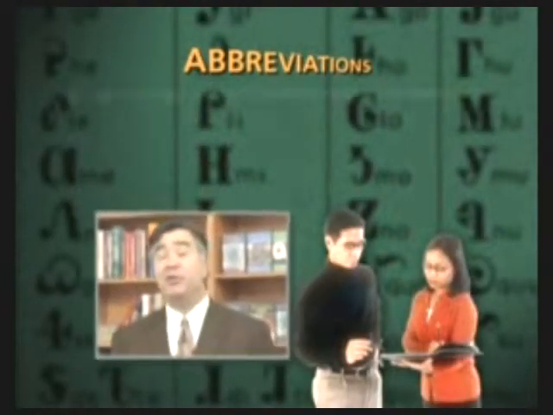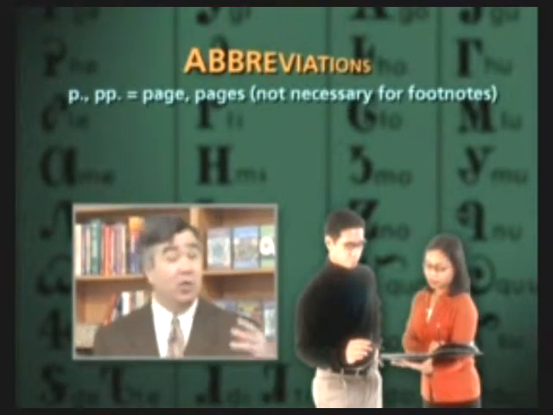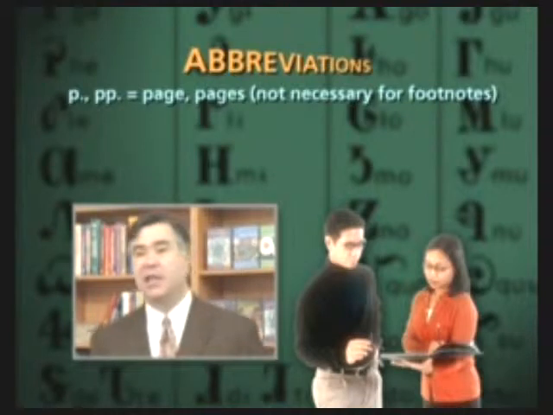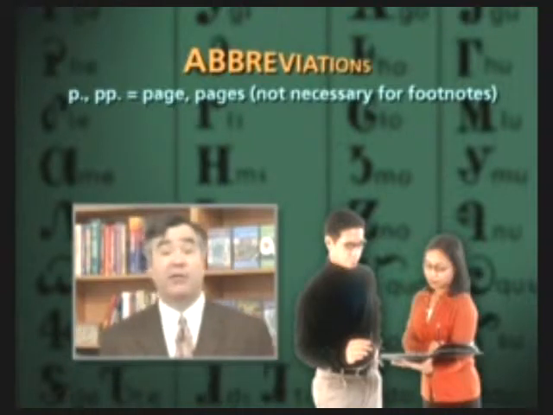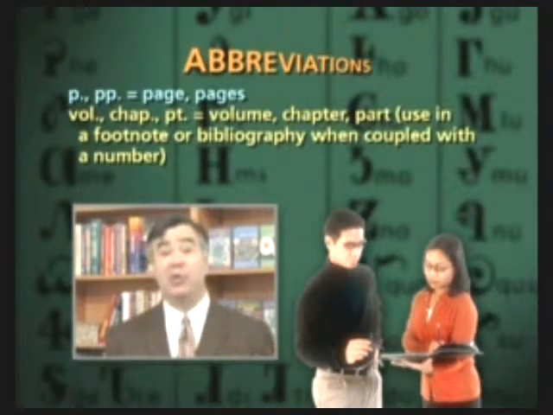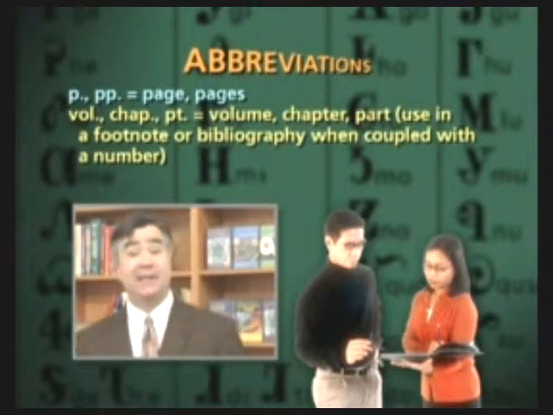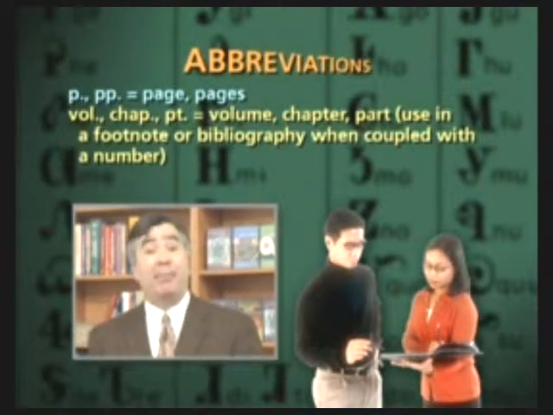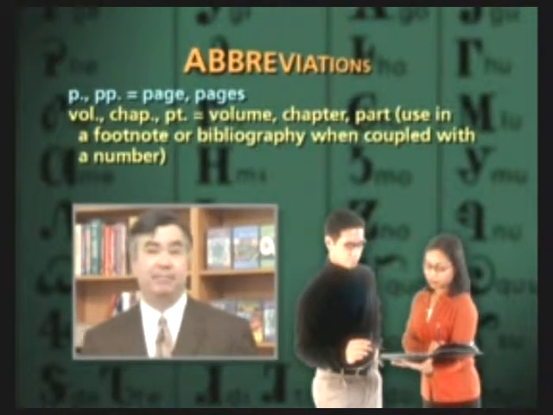Now, as we've noted, the abbreviation p or pp for page or pages is not necessary in a footnote. You can simply list the page or pages that you're referring to, and everyone will understand that those are pages. Now, what about other abbreviations for parts of a book? You can use these in your footnote or your bibliography, but only when they are coupled with a number. So, for example, in a footnote, you might write vol. 2, meaning volume 2, chap. 10, meaning chapter 10, or pt. 6, meaning part 6. But you wouldn't write, even in a footnote, "also see the next chap. of the same book." Instead, you have to write out the word chapter because it's not linked with a number.